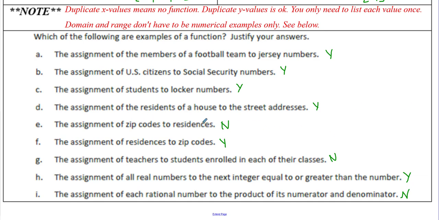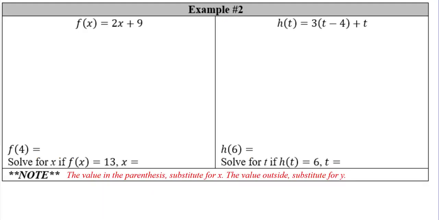What about zip codes to residences? Well, the reason this is not a function is you're going to have however many people living in the same zip code. So it's not like a zip code for each person. This is some of the kind of stuff that you want to think about as you are trying to identify if something is not a function or if it indeed is a function. All right, very good. So let's go ahead and move on to example number 2.